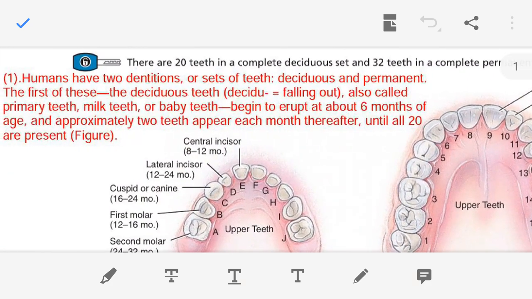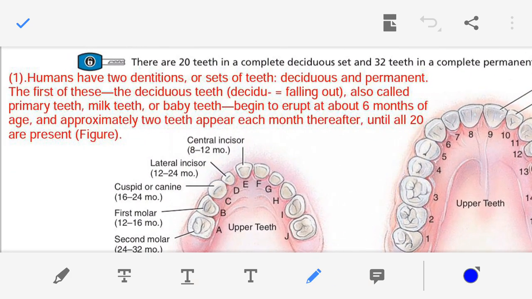Now, what is the meaning of deciduous teeth? See, the term deciduous means falling out, meaning the teeth of the deciduous set are going to fall out. Since they are going to fall out, they are known as the primary teeth, because in our early life, during childhood, these teeth develop first. That's why they are also known as primary teeth. They are also known as milky teeth or baby teeth.